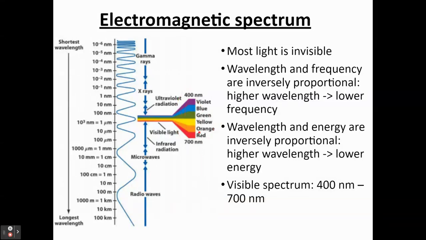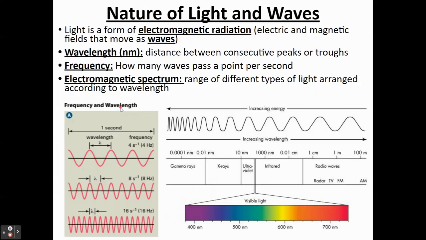There are some important relationships I do want you to know as well. Firstly, I want you to understand that most light is actually invisible and only a small segment of this spectrum is visible to us, to our brains. The other relationship is the relationship between wavelength and frequency. So let's go back over here for a second. You'll notice that this is a long wavelength. This is a short wavelength.